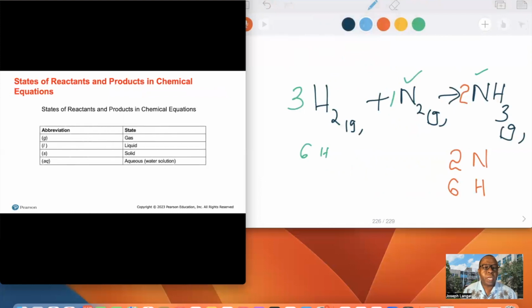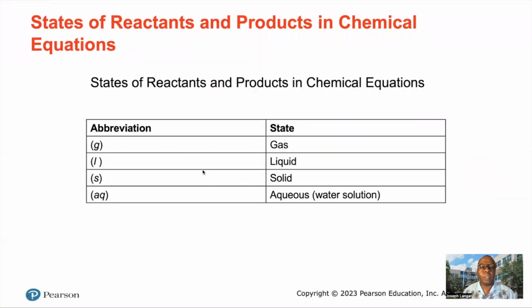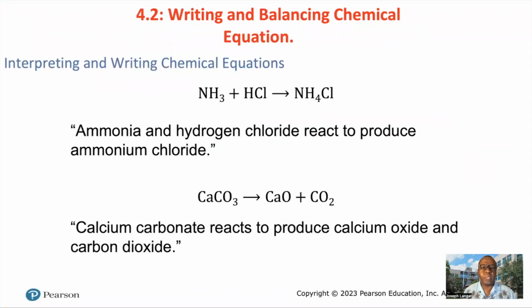So here are the states you need to remember. L for liquid, G for gas, S for solid, and AQ means aqueous, dissolved in water. You'll see this throughout the course and beyond. You need to understand what it means. So here are just a few examples.